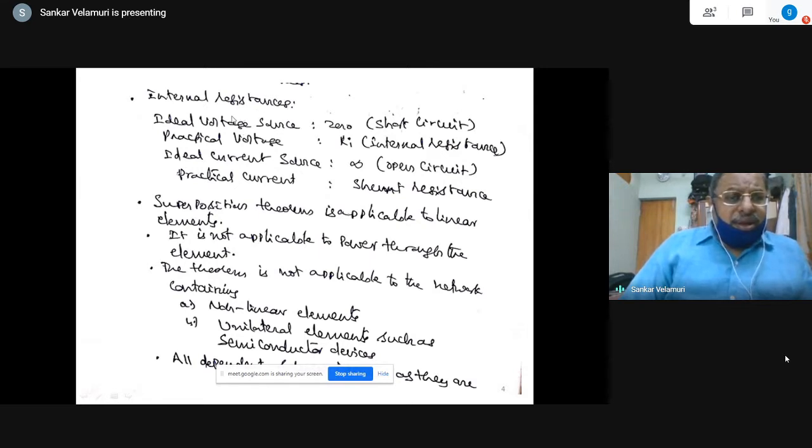Okay, these are the DC ideal voltage sources. Let us say ideal voltage source is 0, short circuit. Practical voltage source is its internal resistance in series with that, right? And ideal current source is open circuit, that is infinite resistance. Practical current source is shunt resistance. That is how we get in source transformation also.